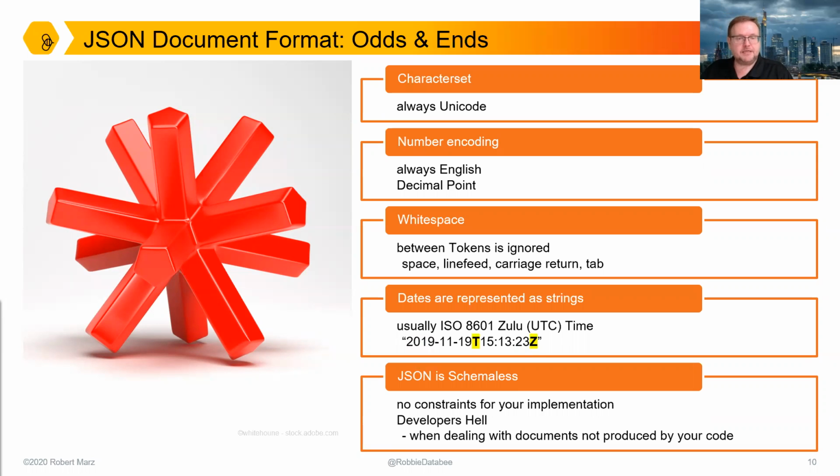And JSON is schemaless, which means any syntactically valid JSON document is a valid JSON document. Other than, for example, XML, you cannot check JSON documents against a schema. Although there are a couple of implementations of those schemas, they are not in the standard right now. So you can't expect that anyone follows those schemas.